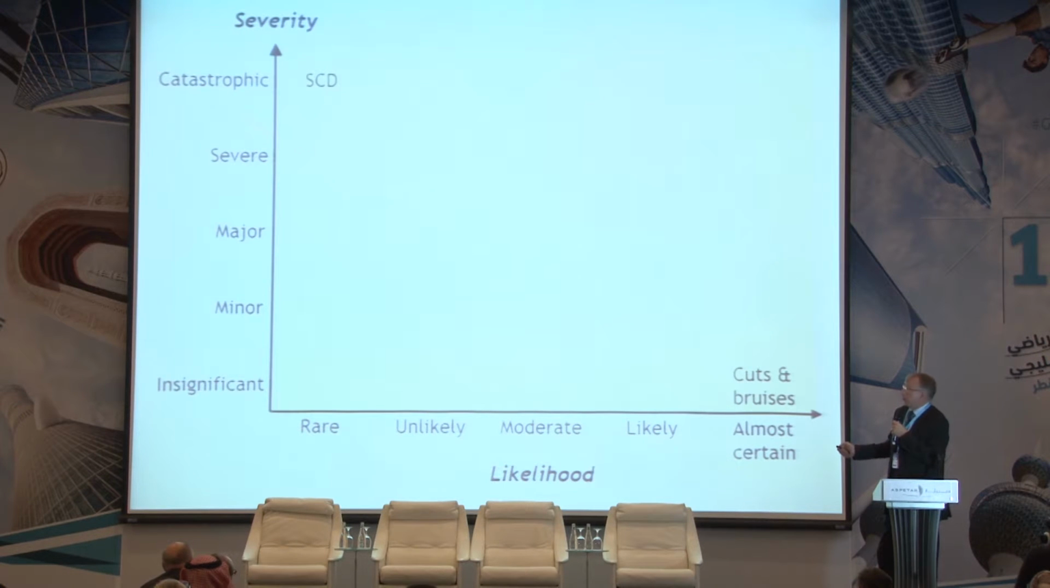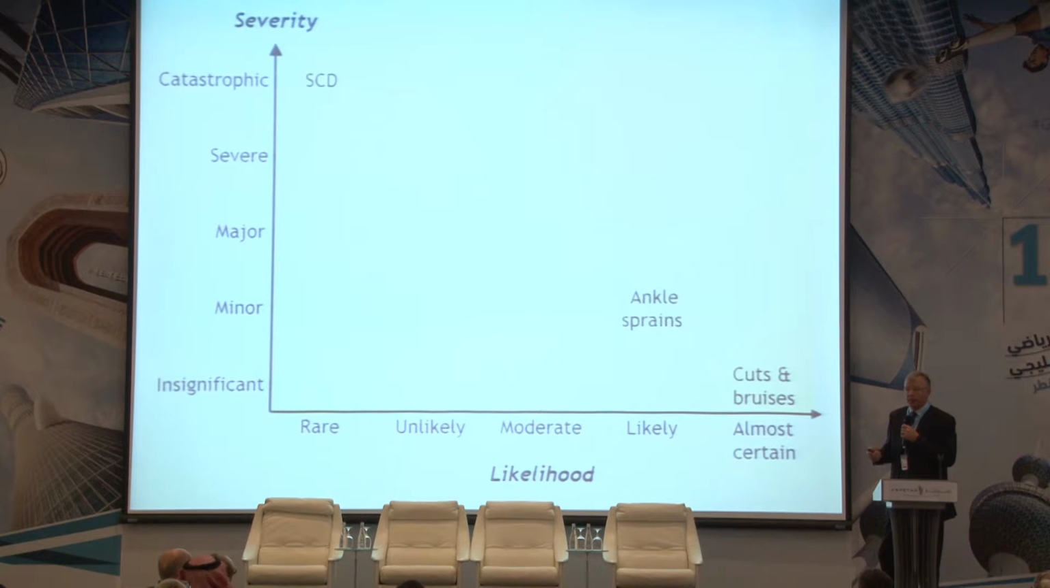But we just heard about sudden cardiac death. It's up here. It is rare, but it is a catastrophic incident. And then we can add the typical injuries from football. Ankle sprains are likely to happen on your team, but they are minor. They'll keep the athlete out for a week or 2, usually, no more than that.